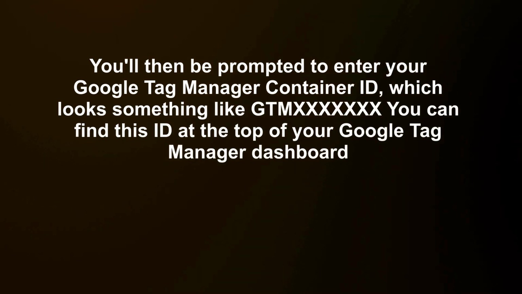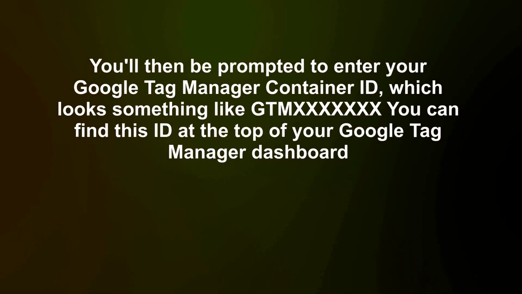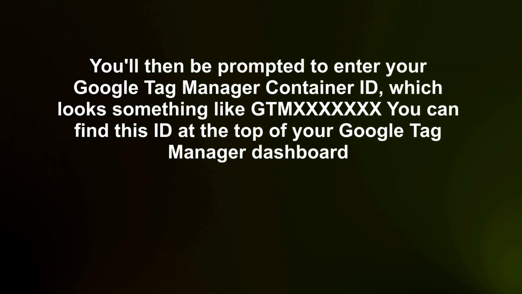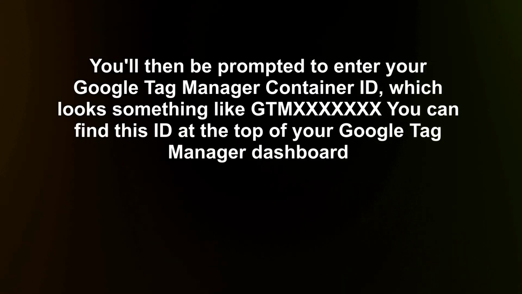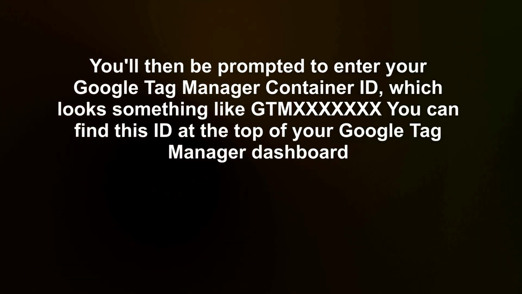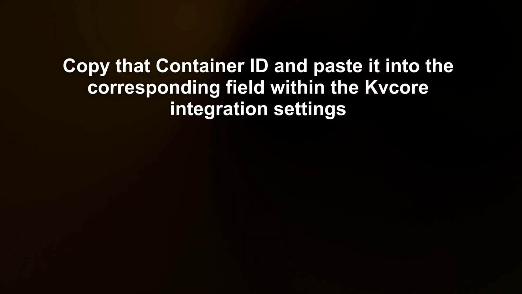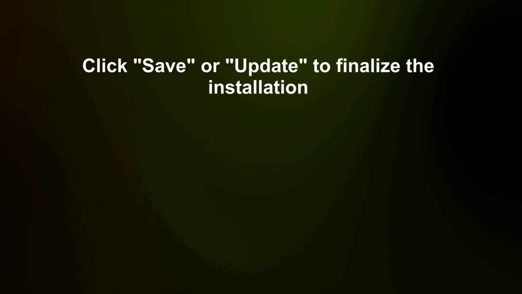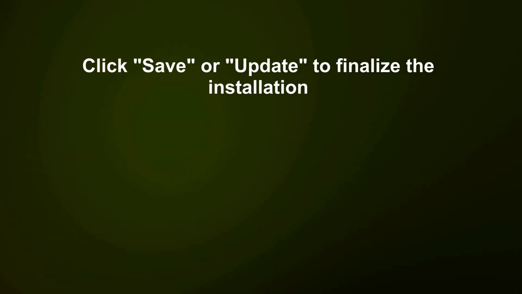Click Install. You'll then be prompted to enter your Google Tag Manager container ID, which looks something like GTM-XXXXXXX. You can find this ID at the top of your Google Tag Manager dashboard. Copy that container ID and paste it into the corresponding field within the Kvcore integration settings. Click Save or Update to finalize the installation.